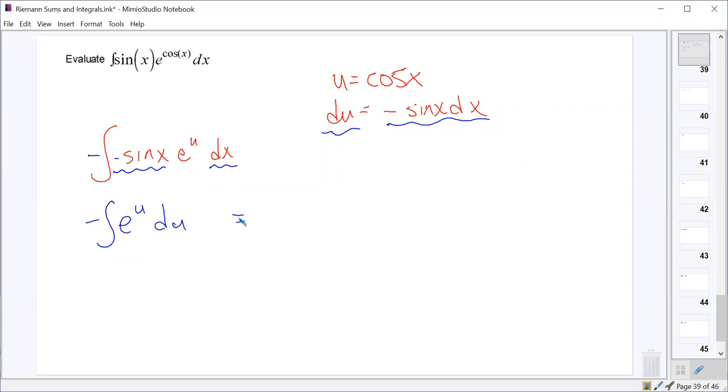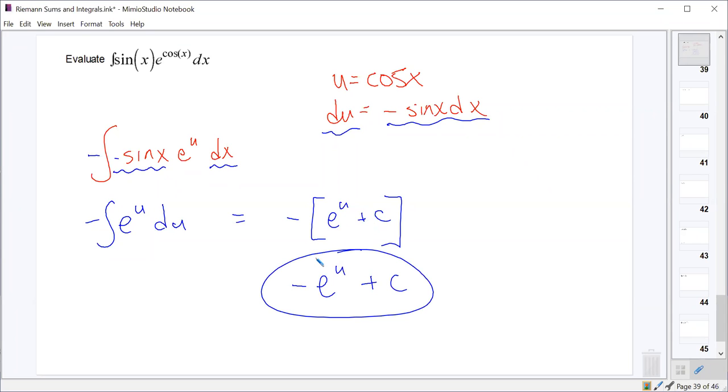And we can just integrate e to the u, and we end up with negative e to the u plus our constant. And if we wanted to rewrite this without these brackets, we could just write it negative e to the u minus a constant, but minus a constant and plus a constant is effectively the same thing because that constant could be any value we want it to be. So we'll just call this negative e to the u plus some constant.